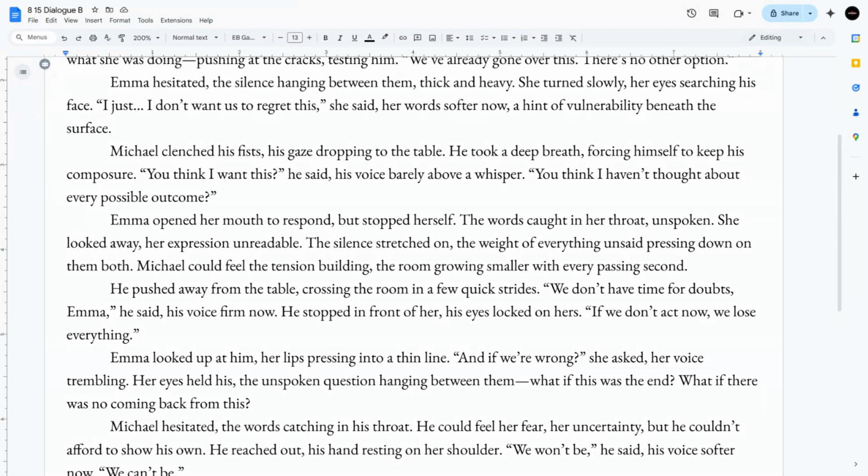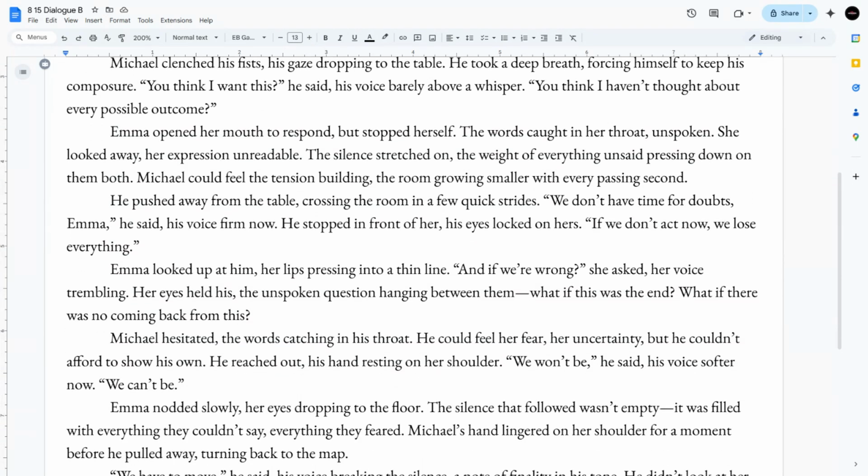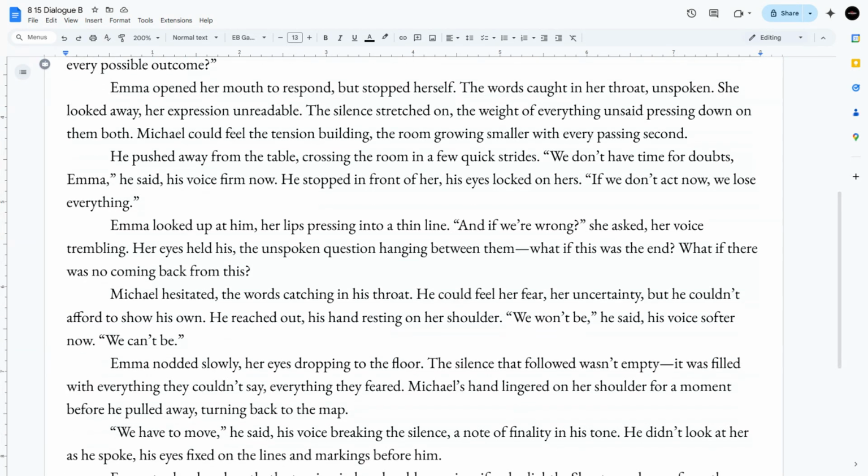Michael could feel the tension building, the room growing smaller with every passing second. He pushed away from the table, crossing the room in a few quick strides. We don't have time for doubts, Emma, he said, his voice firm now. He stopped in front of her, his eyes locked on hers. If we don't act now, we lose everything. Emma looked up at him, her lips pressing into a thin line. And if we're wrong, she asked, her voice trembling. Her eyes held his, the unspoken question hanging between them. What if this was the end? What if there was no coming back from this?